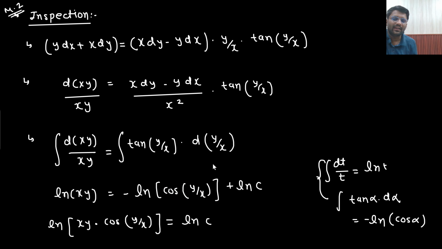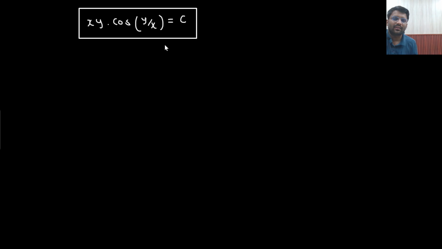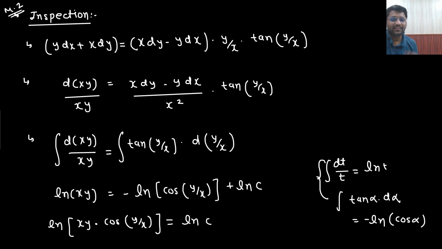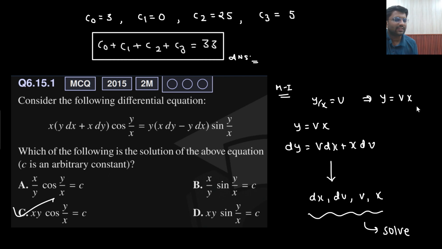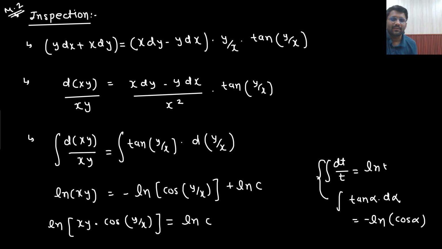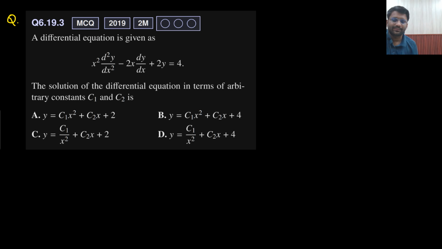If I divide with x square, I am getting d of y by x, tan of y by x, d of y by x. Assume y by x as alpha, then you are getting tan alpha d alpha, which is nothing but minus ln cos alpha. Job done. Answer in the next line only. It is difficult to click, to be very honest, it is very difficult to click in the examination hall. This process is easy to click, but it will be very lengthy. Okay, understandable. Let's go to the next question.